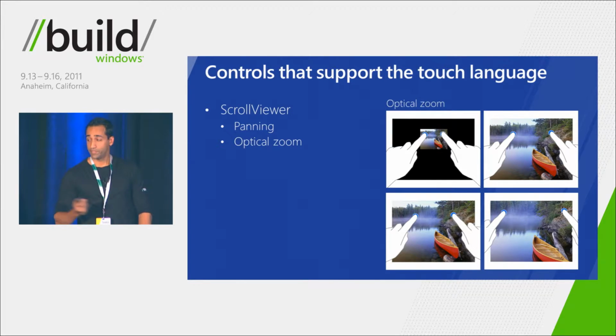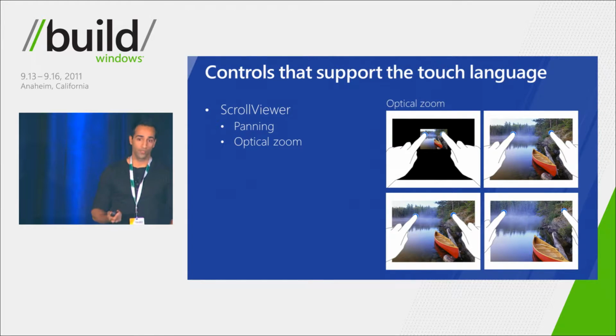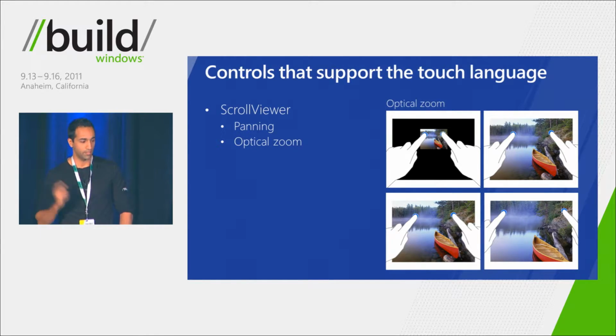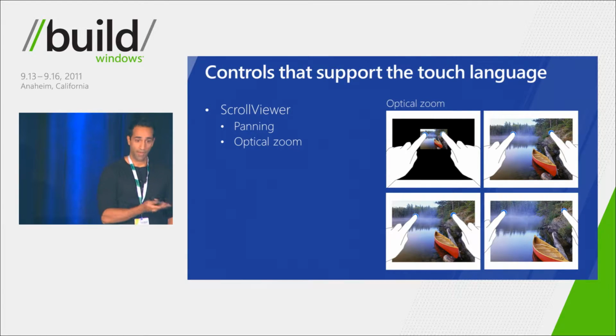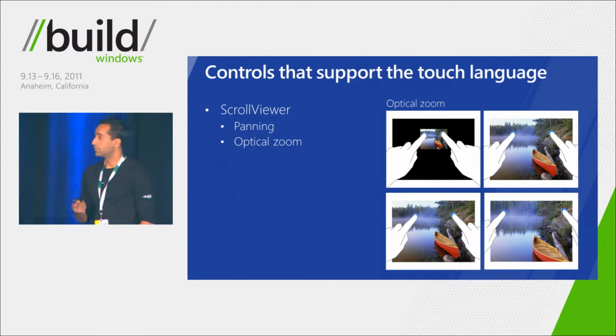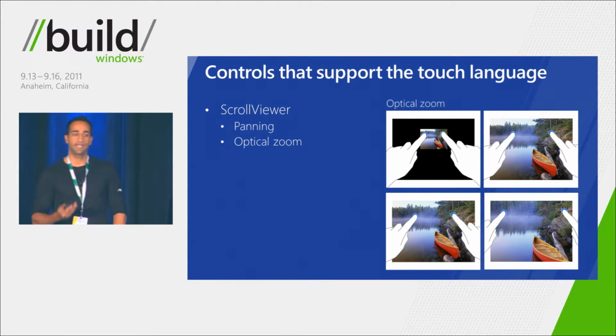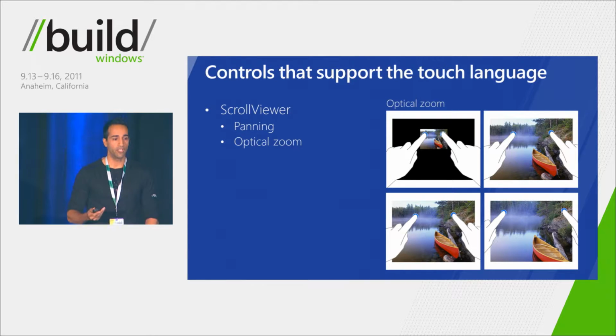OK, another control you did see in memories was the scroll viewer. And as I mentioned, I'll talk about this in detail coming up. But it supports panning, which you saw, and also the first type of zoom in Windows 8. So Windows 8 supports two types of zooming. The first is optical zoom, and that's like a camera zoom, where you increase the magnification or the scale.